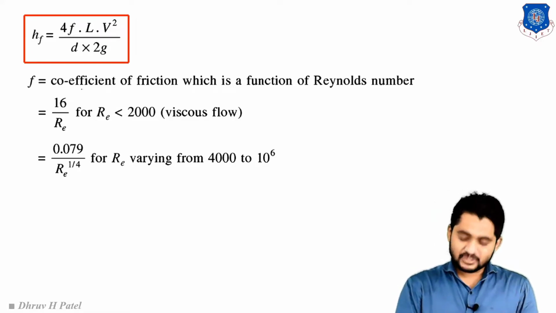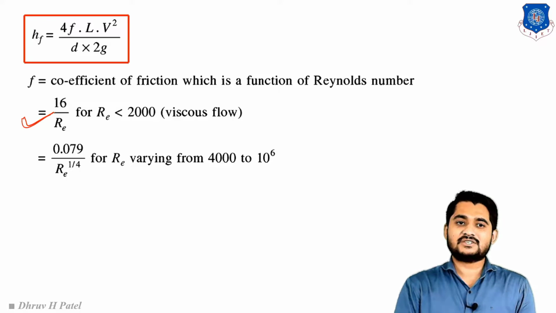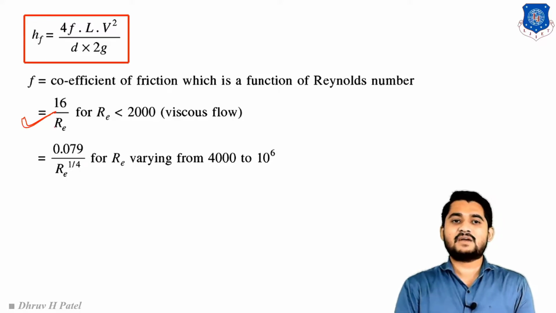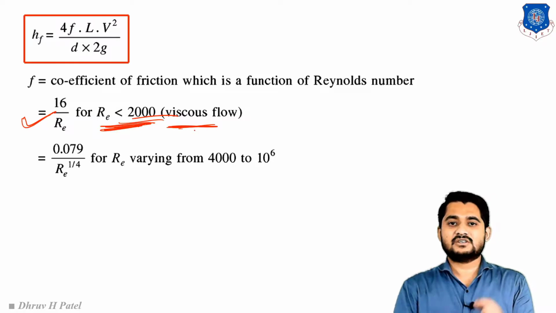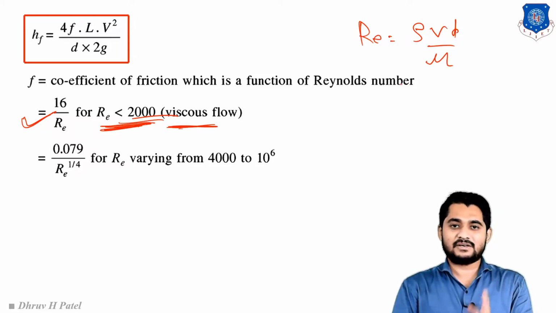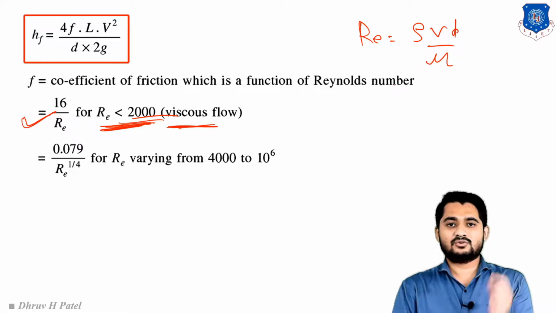So there are two equations for value of F. First equation will be F is 16 by RE, in case of Reynolds number less than 2000. If the Reynolds number is less than 2000, the flow will be viscous flow. So in the examination, you have to first find out Reynolds number by rho V d by mu. You have to remember equation of Reynolds number, right? So Reynolds number is equal to rho V d by mu.